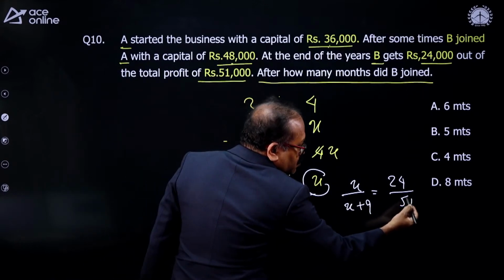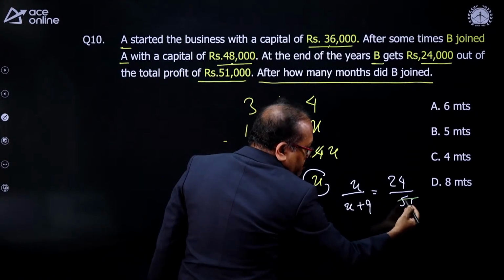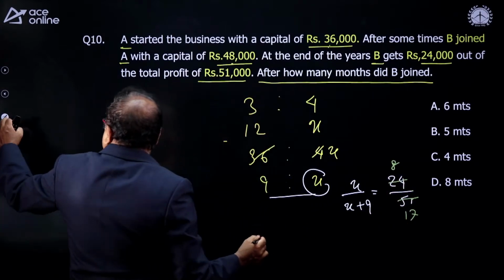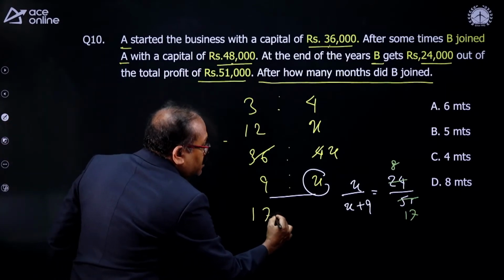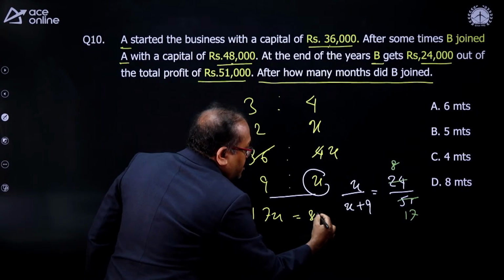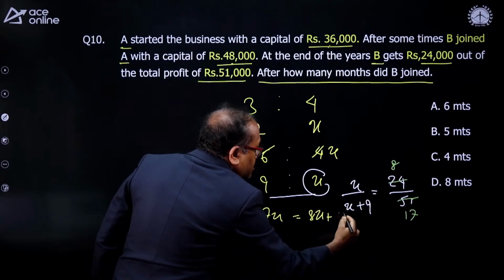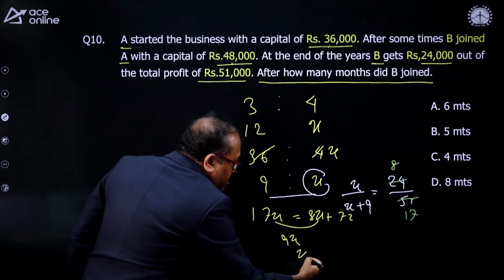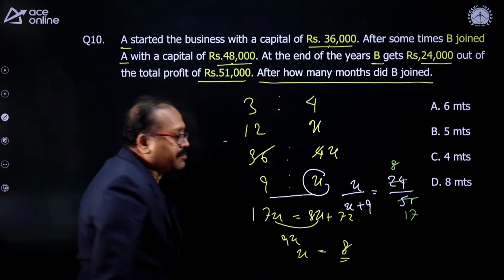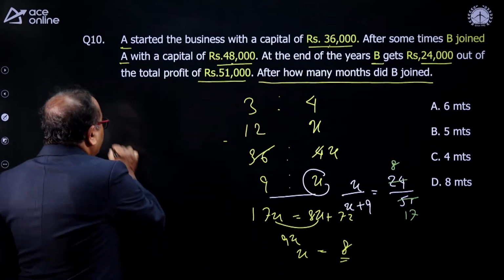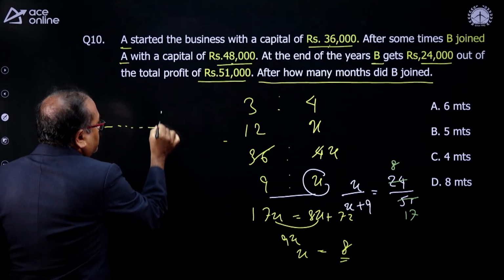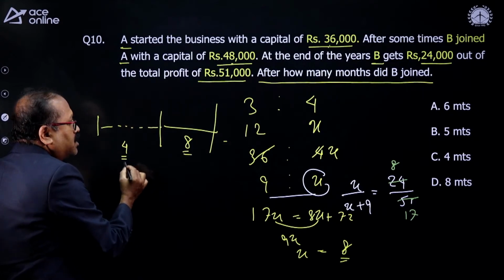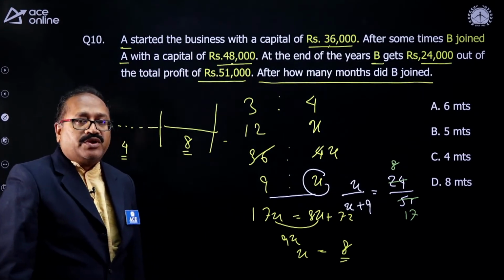Now will these two get cancelled by 3? Yes. With 3, 17 times 3 is 51 and 8 times 3 is 24. So 17X is equal to 8X plus 9 times 8, which is 72. So bring the 8X over here. So 9X is equal to 72. X is equal to 8. Will my answer be 8? No. After how many months did B join? I know B was there in the business for 8 months. That means after 4 months B joined. Therefore my answer should be 4.